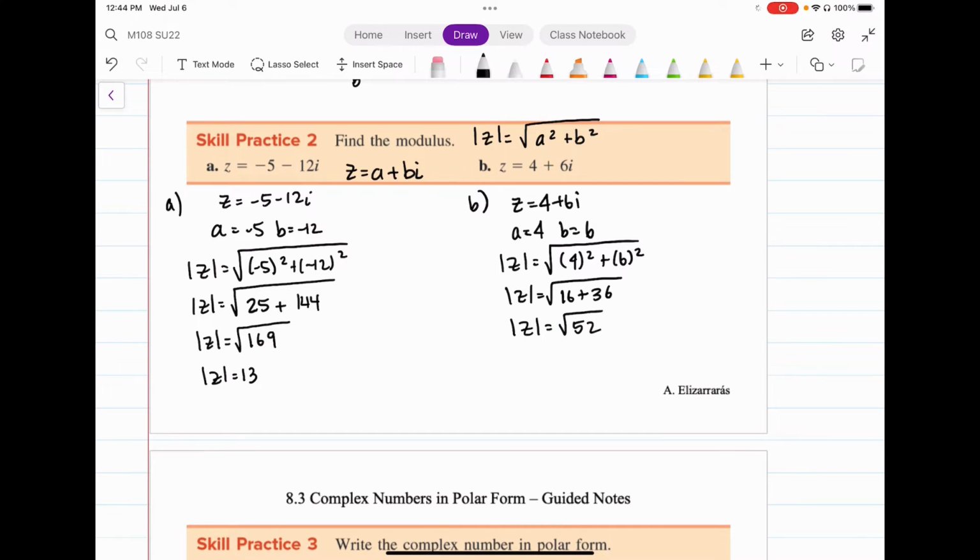52 has a perfect square inside of it. 52 is 4 times 13. I can break that up and write that as the square root of 4 times the square root of 13. And the square root of 4 is 2. So the square root of 52 is the same thing as 2 times the square root of 13.